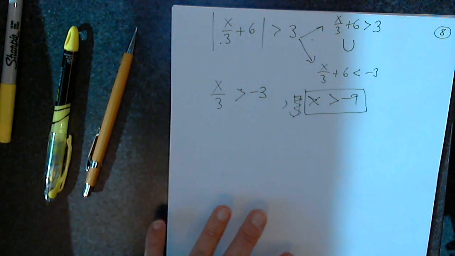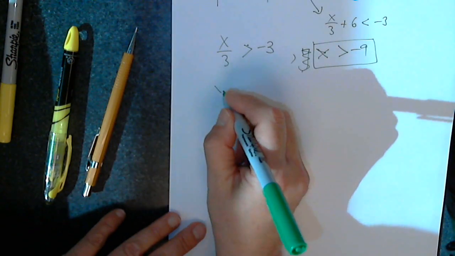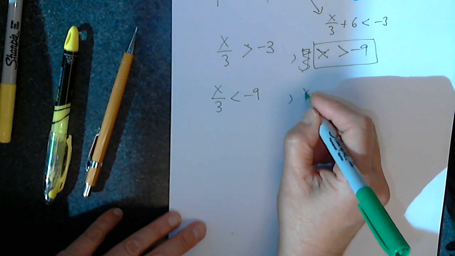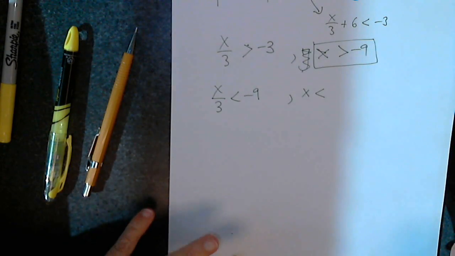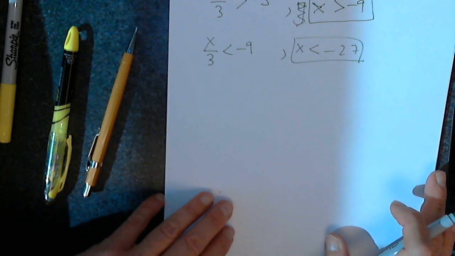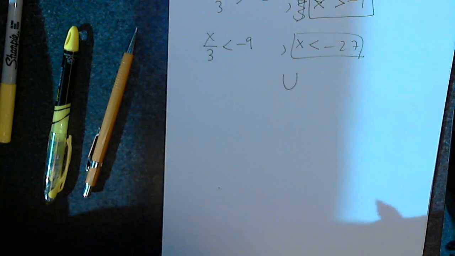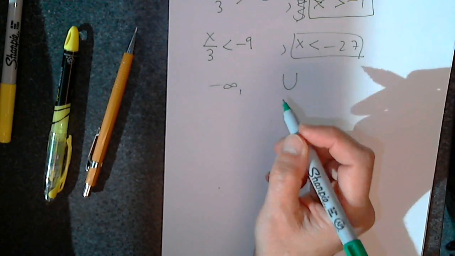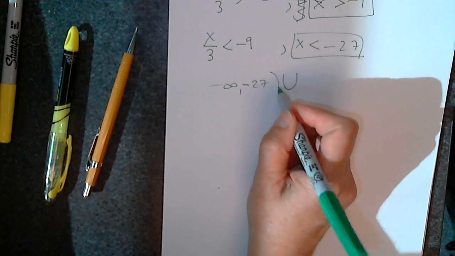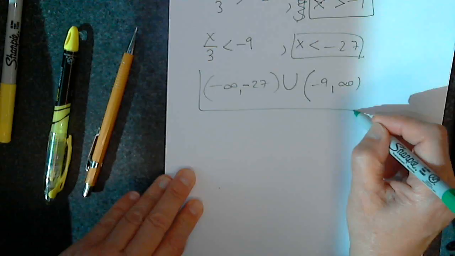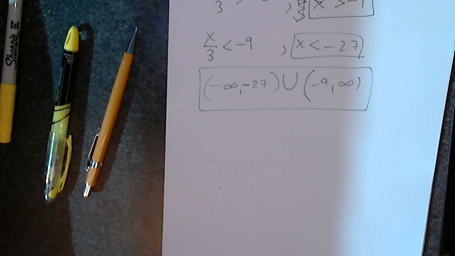Now the second one. I perform the exact same operation. I subtract 6, x over 3 less than negative 9. And from here, x is less than negative 27. Do you all agree with these two? And now I have to write the union. Please tell me, how do I write the union? Negative infinity to negative 27, union negative 9 to infinity. This is indeed the solution. Do you all agree? Yes? Questions?